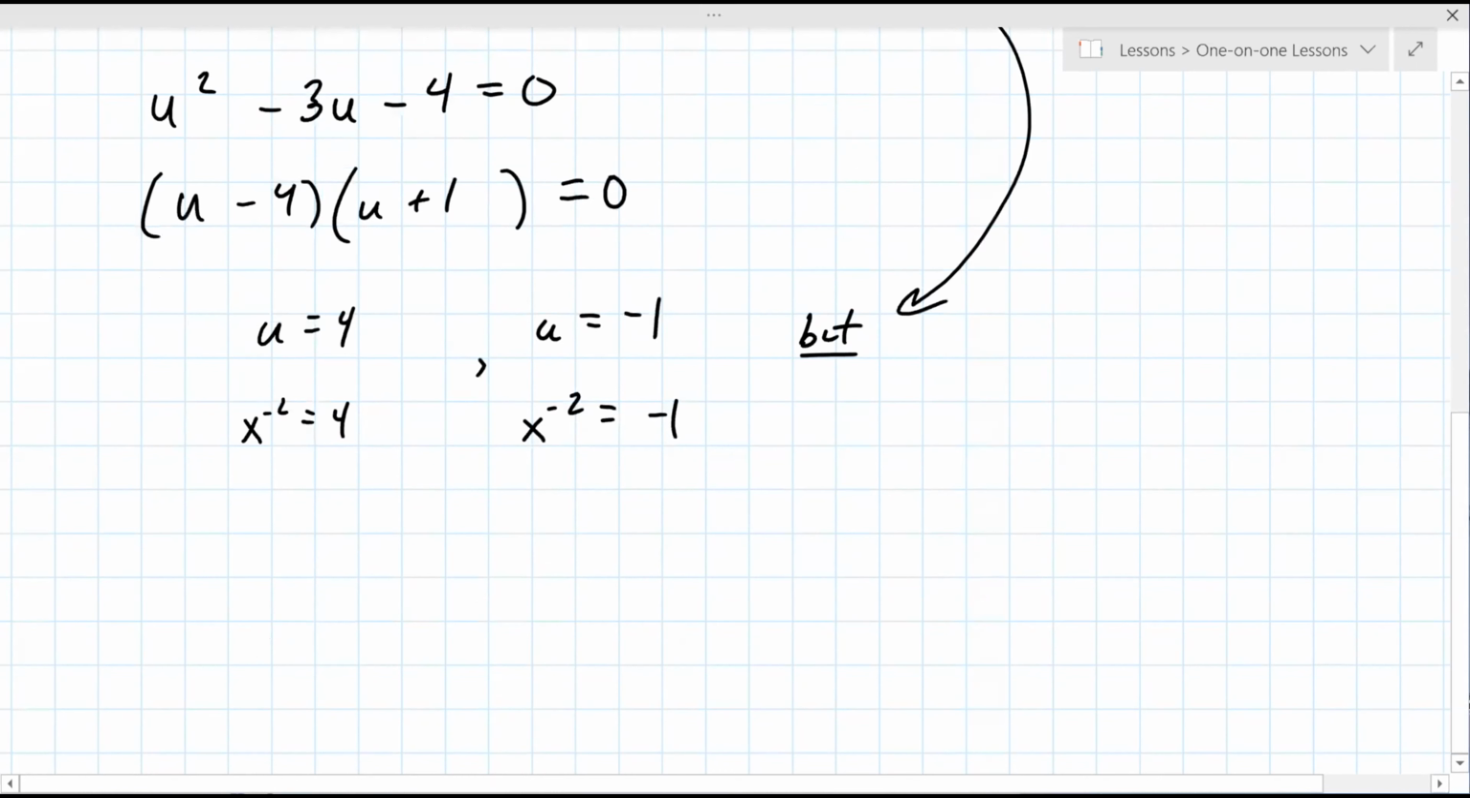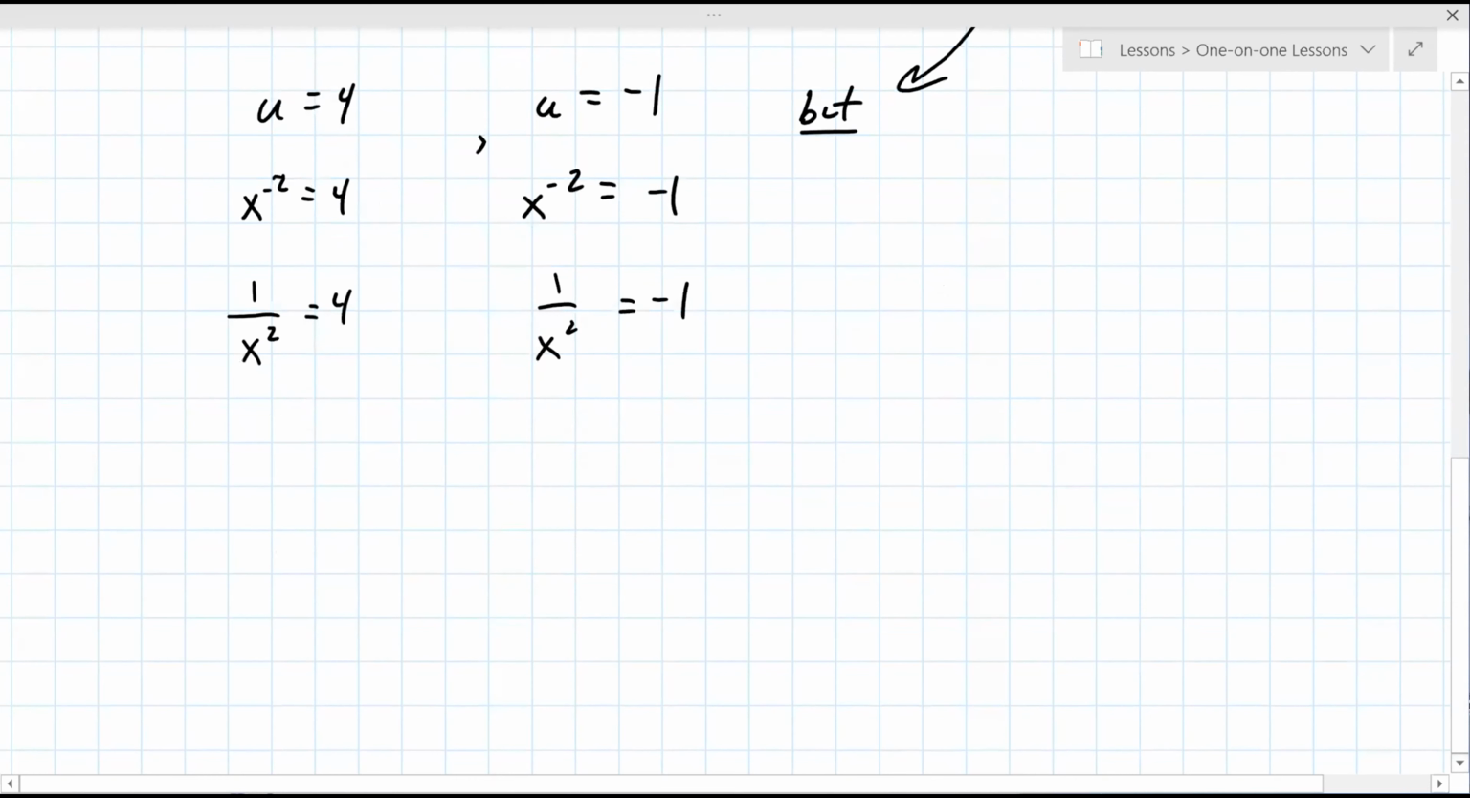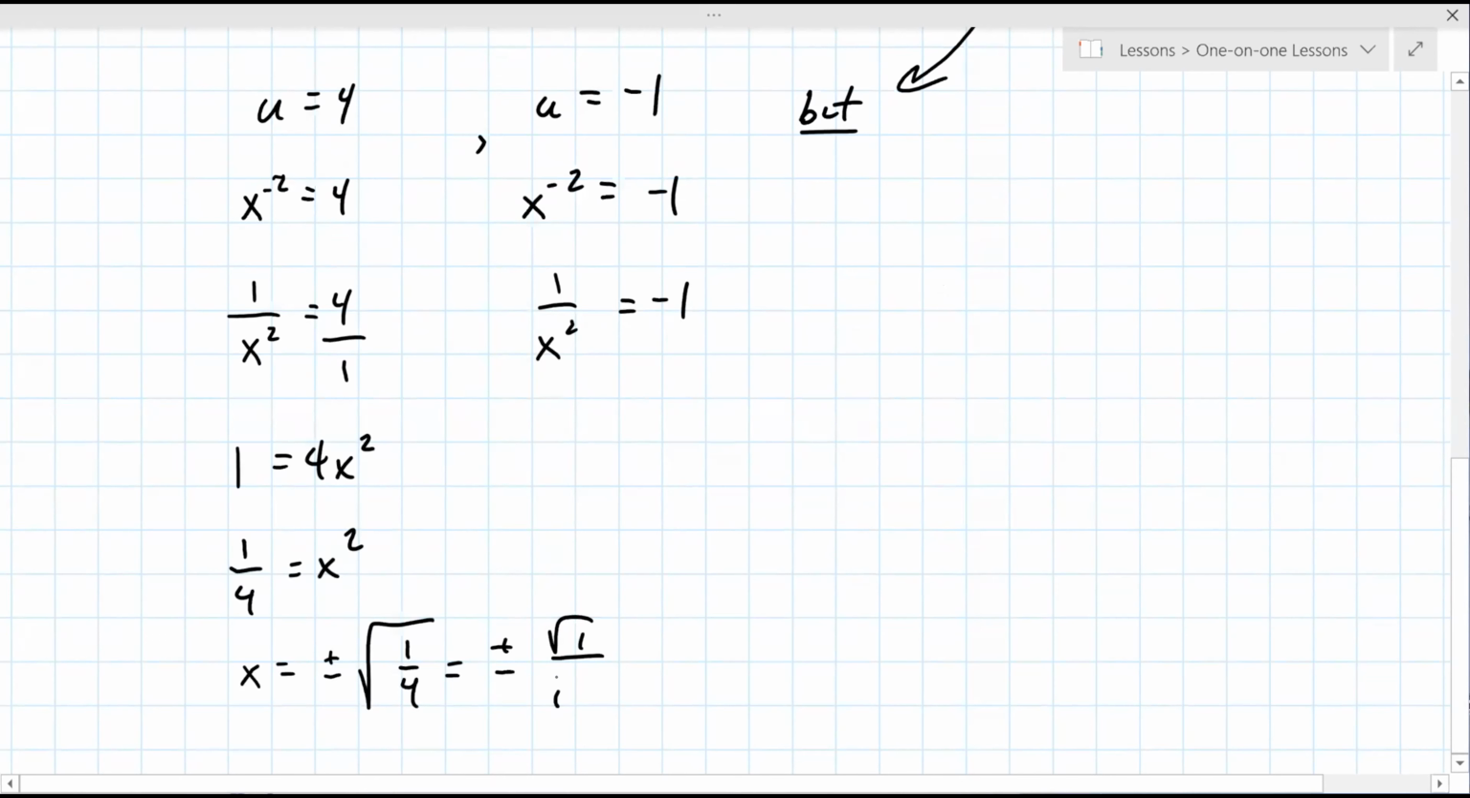Now is when you want to rewrite it with a positive exponent. So 1 over x squared equals 4, 1 over x squared equals negative 1. And then you have to solve this. So I would suggest cross multiplying here. So 1 times 1, 1 equals 4x squared. Divide by 4, so 1/4 equals x squared. So x equals plus or minus the square root of 1 over 4, which is plus or minus the square root of 1 over the square root of 4, which is plus or minus 1/2.